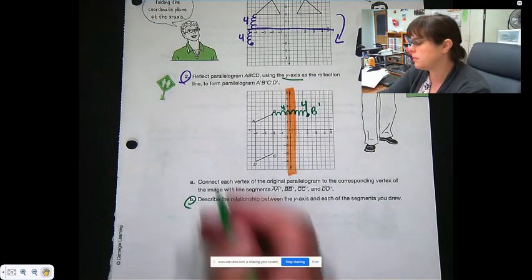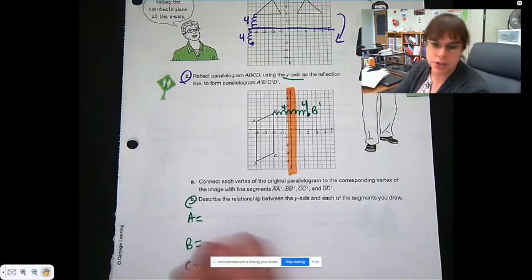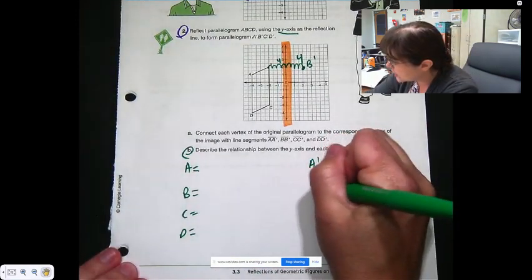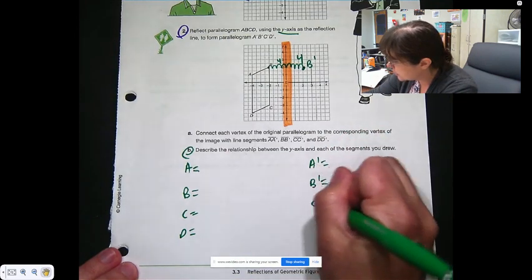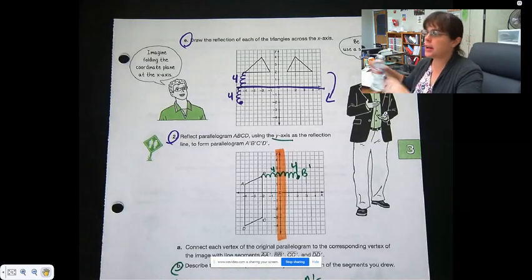Now I'm going to say on B, go ahead and list out your starting coordinates so you can see what's happening. And then go ahead and list out your B coordinates. What are you noticing for those two? All right, so go ahead and pause the video, and when you're ready, press play.